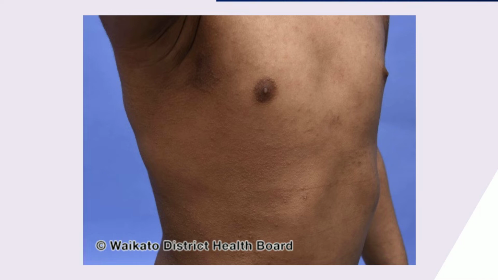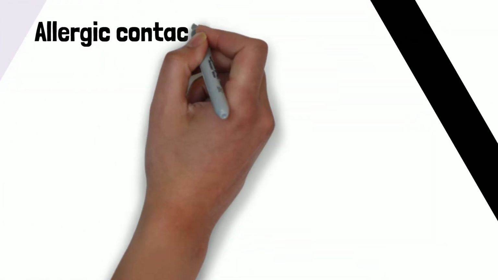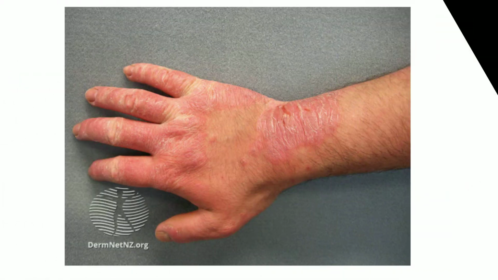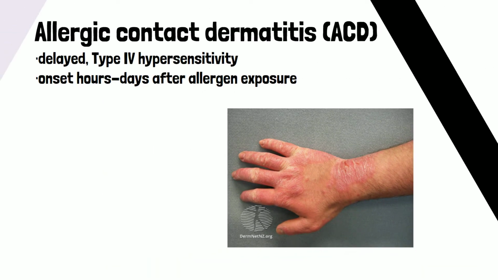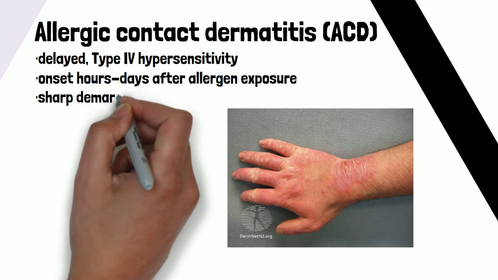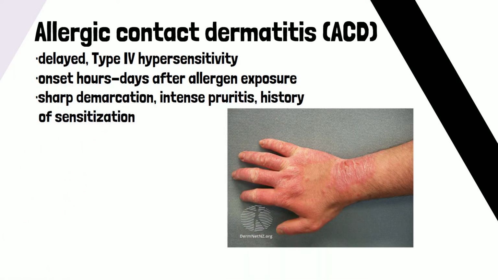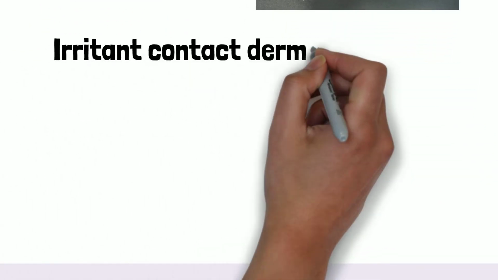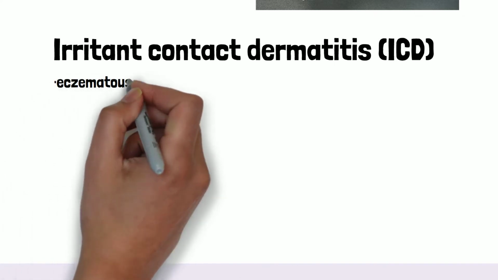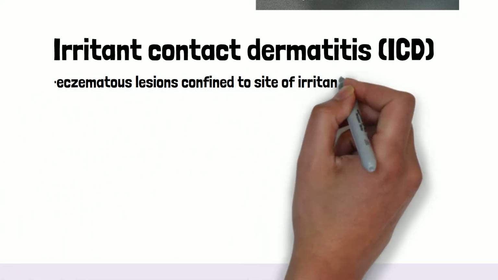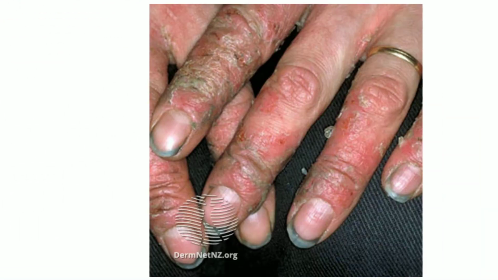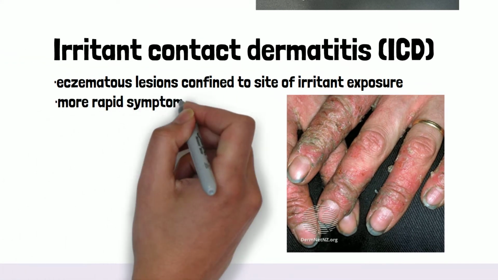Allergic contact dermatitis is a delayed type hypersensitivity reaction with onset of hours to days after allergen exposure. Sharp demarcation or distribution of rash, intense pruritus, and history of sensitization are clues to this diagnosis. Irritant contact dermatitis presents with eczematous lesions confined to the site of irritant exposure. It is due to physical barrier microtrauma, therefore will present with more rapid symptom onset than ACD.